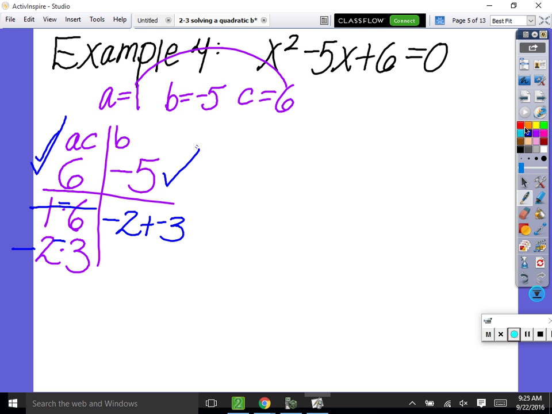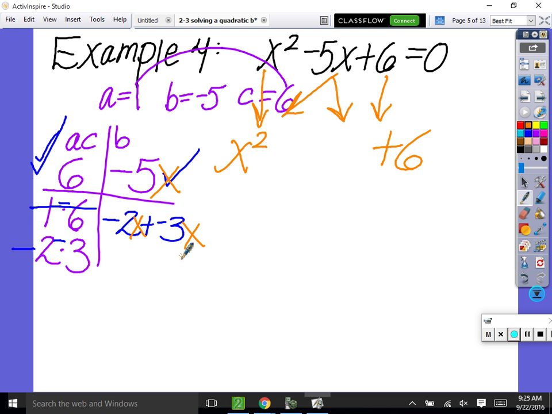So now we're to the steps where we drop and break. So we drop down our end terms exactly as they are. So we drop down x squared. We drop down positive 6. And we break down our middle term. You're rewriting negative 5x as negative 2x minus 3x. Order doesn't matter. Negative 2x minus 3x.